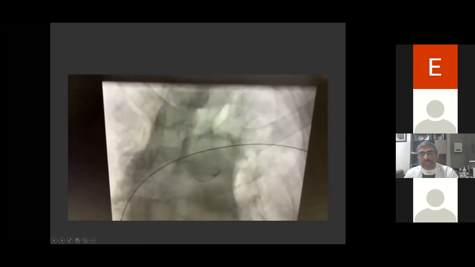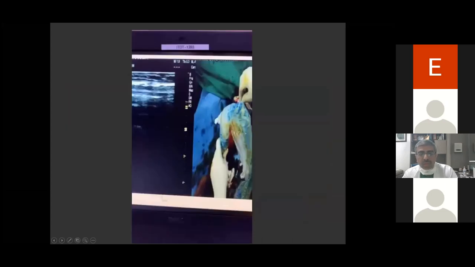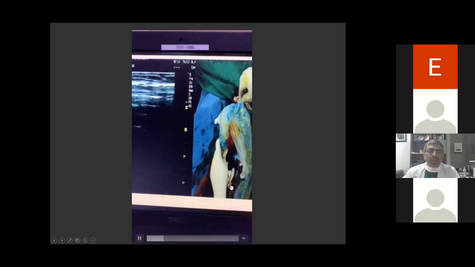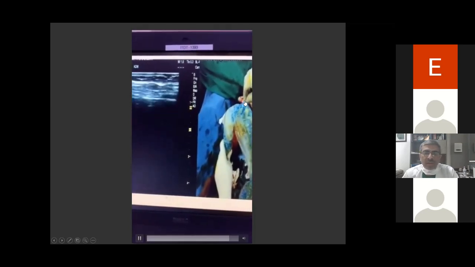But having said this, these procedures sometimes take a lot of time. It is not always easy to pass. This video is basically showing how we introduce under ultrasound guidance. You are putting in a micropuncture needle here. Over here, you are putting in a micropuncture needle through ultrasound guidance.